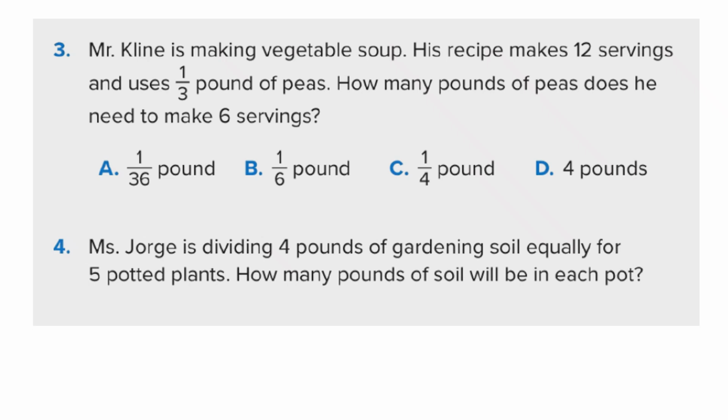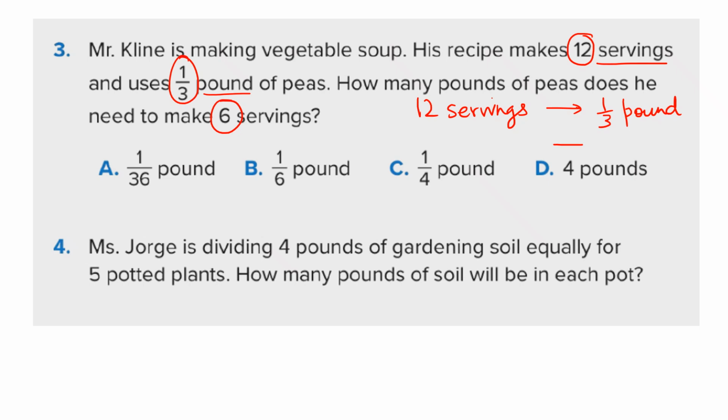Again, we'll solve these two questions. Again, these are word problems and we're going to use the same method. So let's make the equation. Mr. Kylene is making vegetable soup. Always highlight the important information like this one, all the important numbers, and then you make equation. It's easy. So 12 servings uses 1 by 3 pound of peas. Okay, so I will write 12 servings. How much peas? 1 by 3 pound of peas. So you need to find how many pound, question mark, we don't know, for make 6 servings.